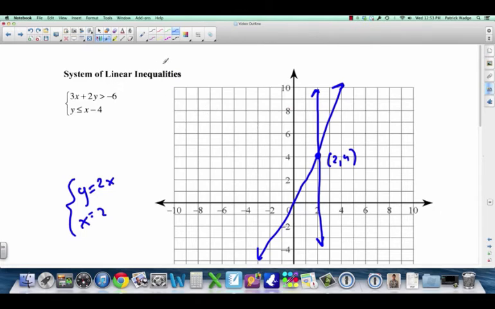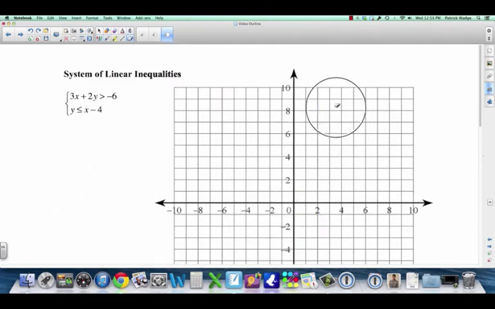Now we're doing a system of linear inequalities. So what's the difference? The difference is you're not going to have one point that works, you're going to have a whole bunch of points that work, because you're going to see where the half planes intersect. You solve this the same way though. You're going to graph both of these inequalities and see where the common region is. So let's start by graphing the top one.